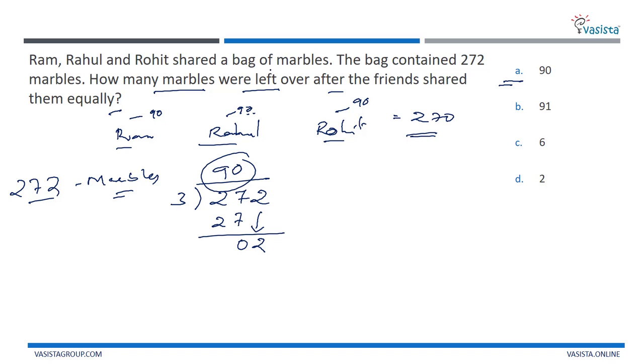See, the question is what? How many marbles were left over? That's a very important thing. How many marbles were left over? What do you need to select now? So 270. Total is 270 marbles equally distributed. How many marbles were there in the bag? That is 272. So 272 minus 270 is 2. So 2 marbles were left over after the friends shared them equally.